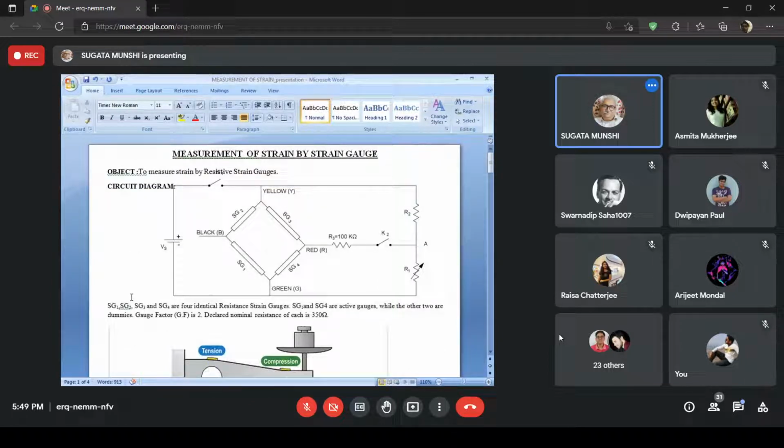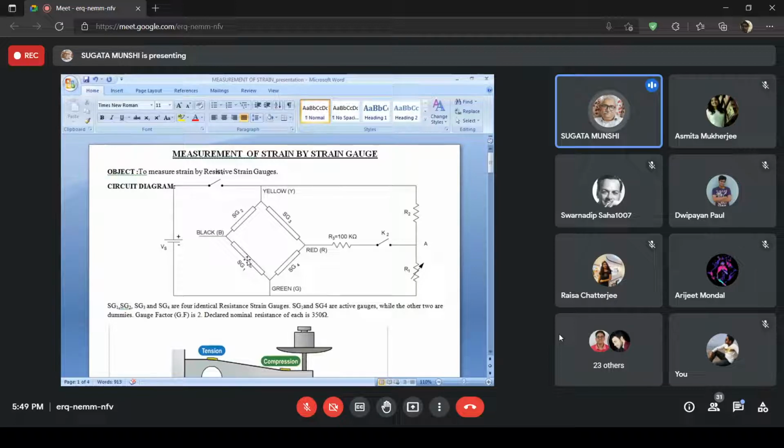So this gauge resistance is assumed as 350 ohms. Now with no weight applied on the pan, you adjust R1 to get the balance condition of this bridge.